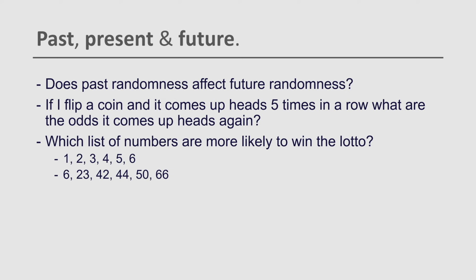So does past randomness affect future randomness? If I flip a coin and it comes up heads 5 times in a row, what are the odds it comes up heads again? On that specific coin flip, it's 50-50. Do you know what I mean? It's still just as likely. The one thing is that all those 50-50s multiply together, so you would expect over time to have a tails. And it's the same thing with which list of numbers is more likely to win the lotto. So is it 1, 2, 3, 4, 5?